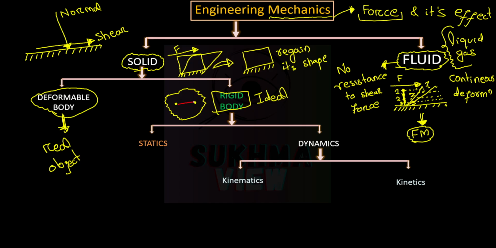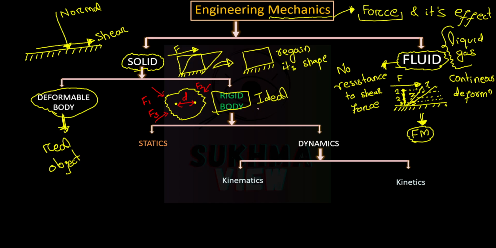The distance between these two points is not going to change under the action of any amount of force you apply. The forces F1, F2, F3, whatever magnitude, whatever the direction of the force, the distance is not going to change. This is the rigid body. So the definition of a rigid body is simply: you consider any object, and if the distance between any two points on that object is not changing under the action of any amount of force, it is known as a rigid body.